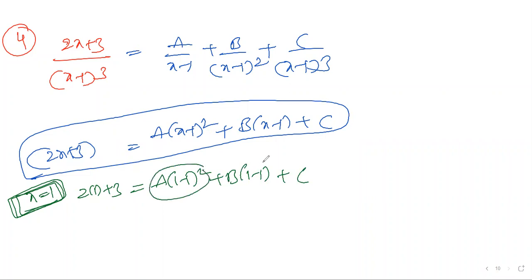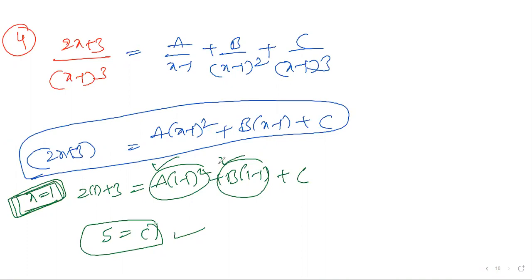This value is 0, this value is 0. 2 plus 3 is 5, right? Then the value you'll get is c, so c is 5. But what about how to find the value of a and the value of b? I'll explain that next. We can guess the answer by substituting values of x. But it is not possible to find a and b directly like this, because the only option is x minus 1.